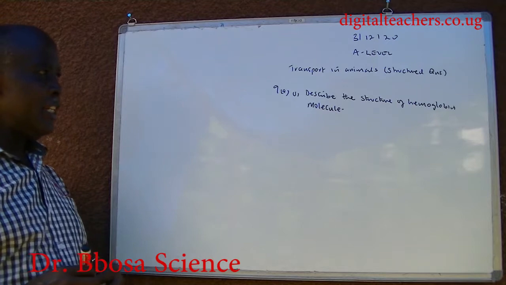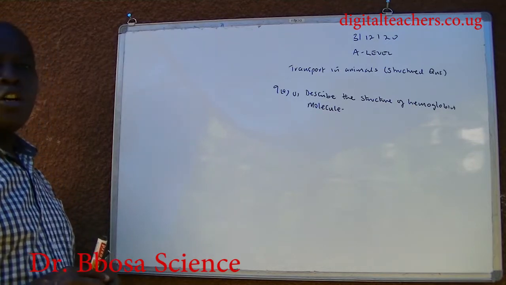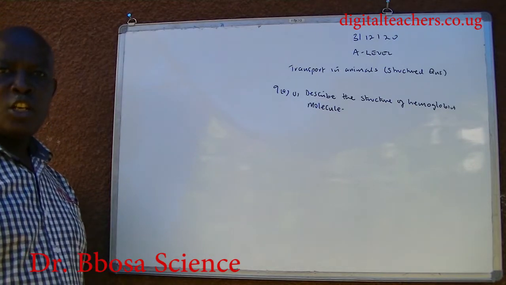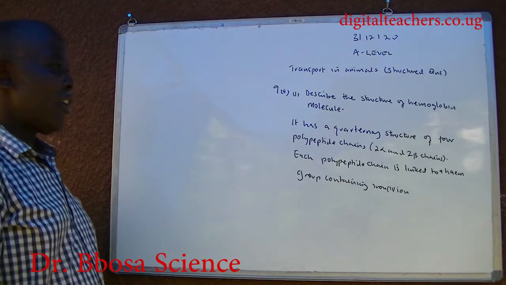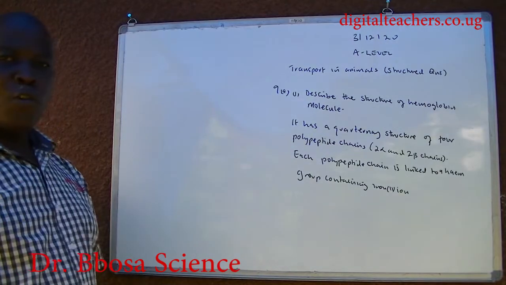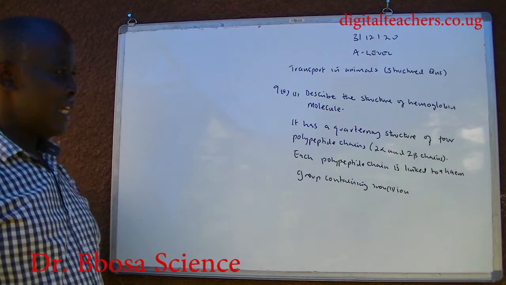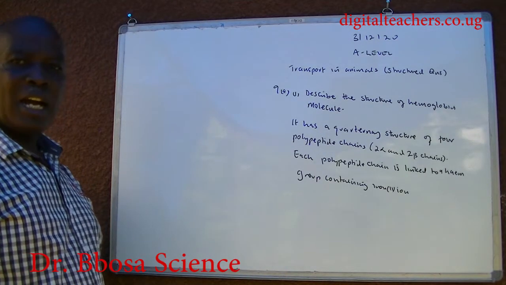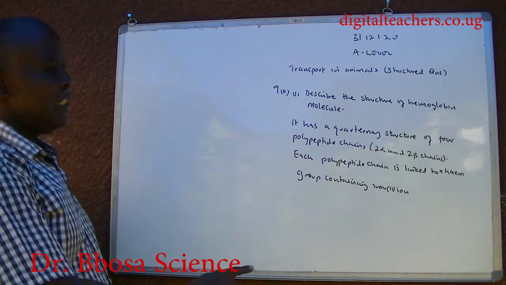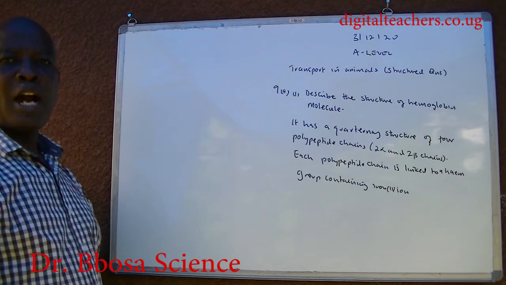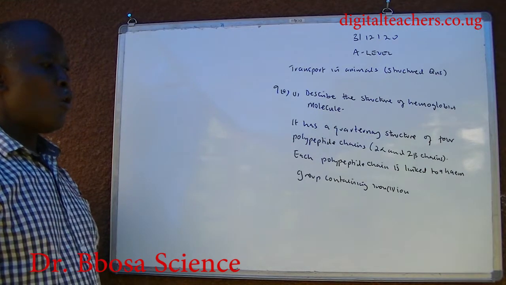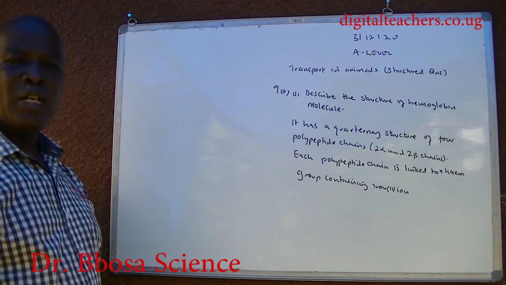Number 9a, describe the structure of the hemoglobin molecule. Hemoglobin has a quaternary structure of 4 polypeptide chains, 2 alpha and 2 beta chains. Each polypeptide chain is linked to a heme group containing iron, Fe2+.